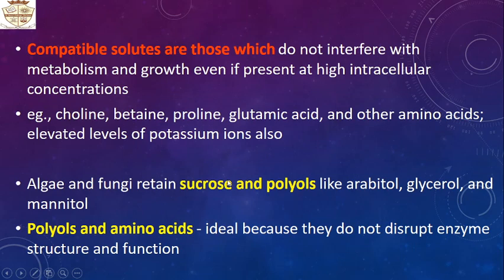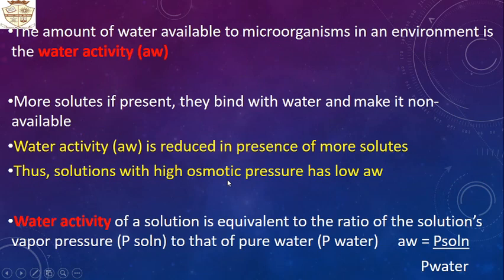Now algae and fungi retain sucrose and polyalcohols or polyols like arabitol, glycerol and mannitol. Polyols and amino acids are ideal because they are normal components of the cell and they do not interfere with enzyme structure or function. So these were compatible solutes which are retained by microorganisms when they grow in a hypertonic environment. So their level is also high inside the cell now. There is no chance of water to leave the cell. So this was about hypertonic solutions and how microorganisms survive in these solutions.